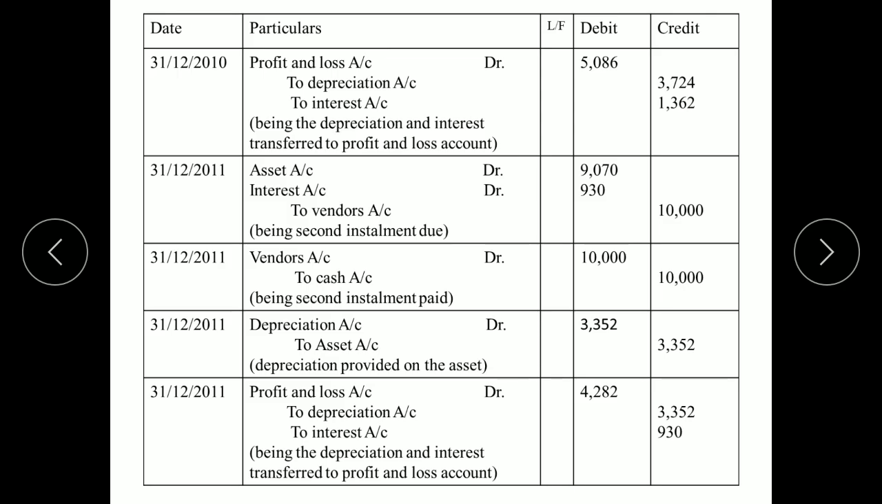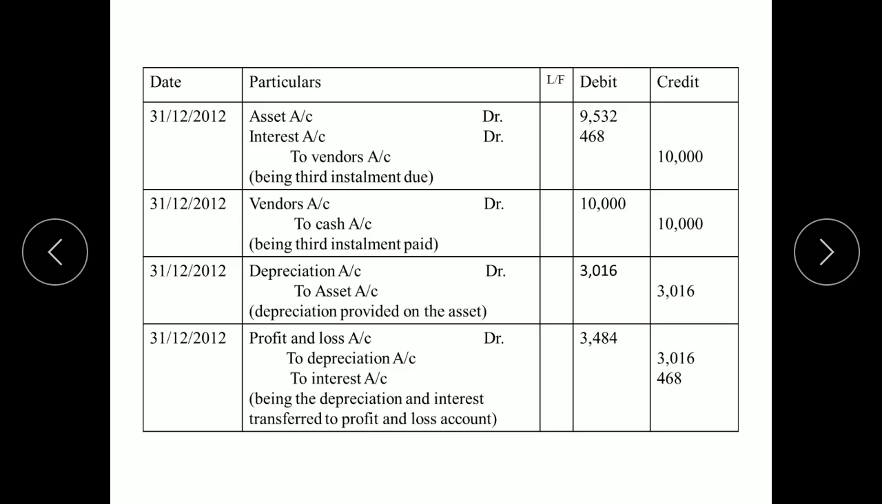So it will be again repeated for the third year. First, when the installment is due. Next, when installment is paid. Next one, depreciation charged. And last, when depreciation and interest is transferred to profit and loss account. Based on these journal entries, we will have to prepare the accounts in the books of hire purchaser.